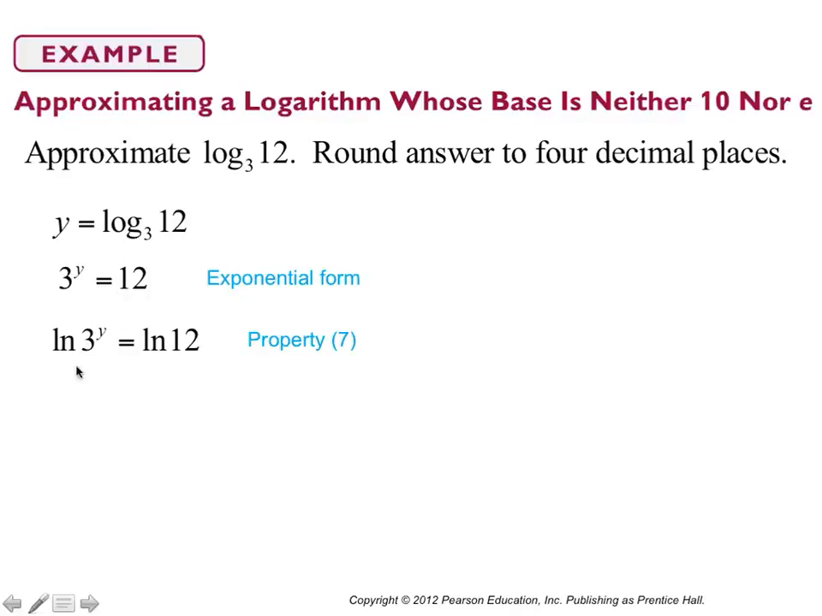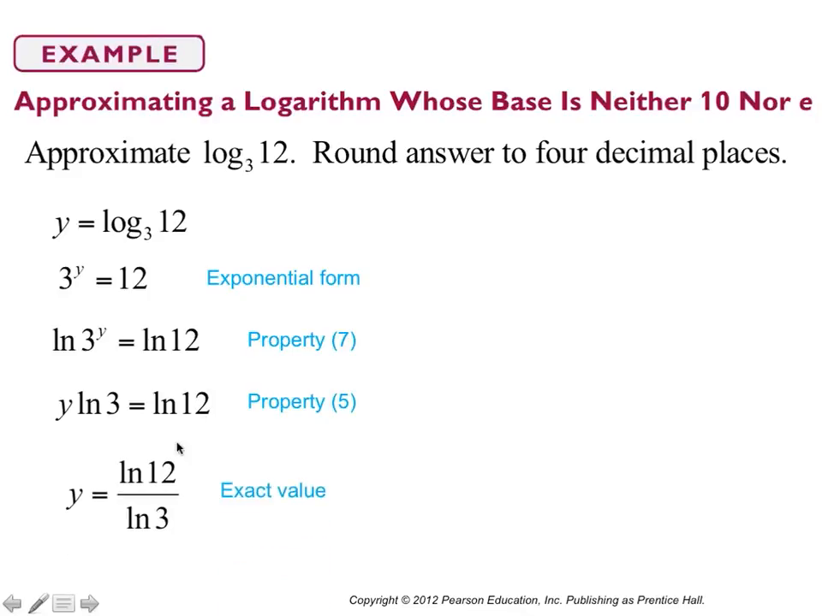And then anytime you have an exponent, recall that you can move that out front so that it's a factor. So we have y times ln of 3 equals ln of 12. And then we divide to get y equals ln of 12 over ln of 3. This would be an exact value, and then you can use your calculator to find the approximate value of 2.2619.